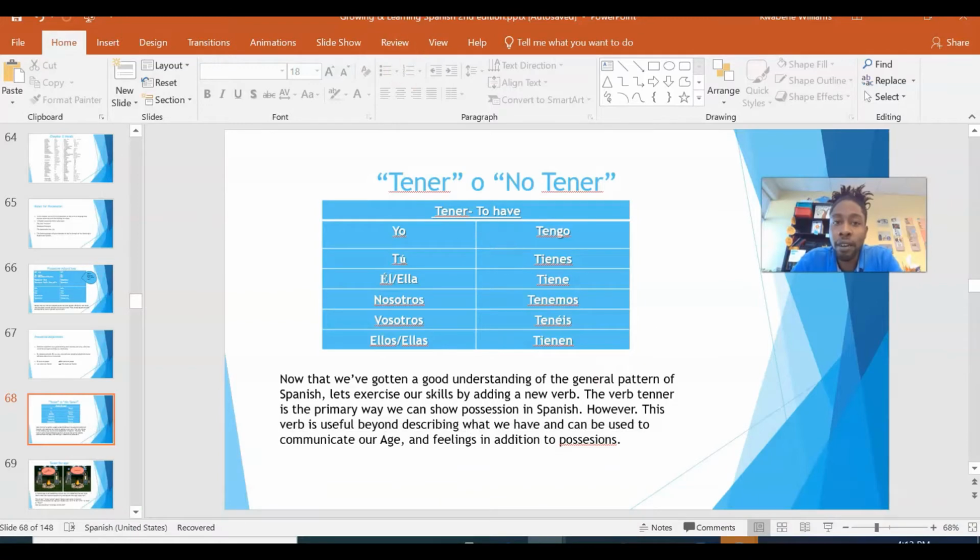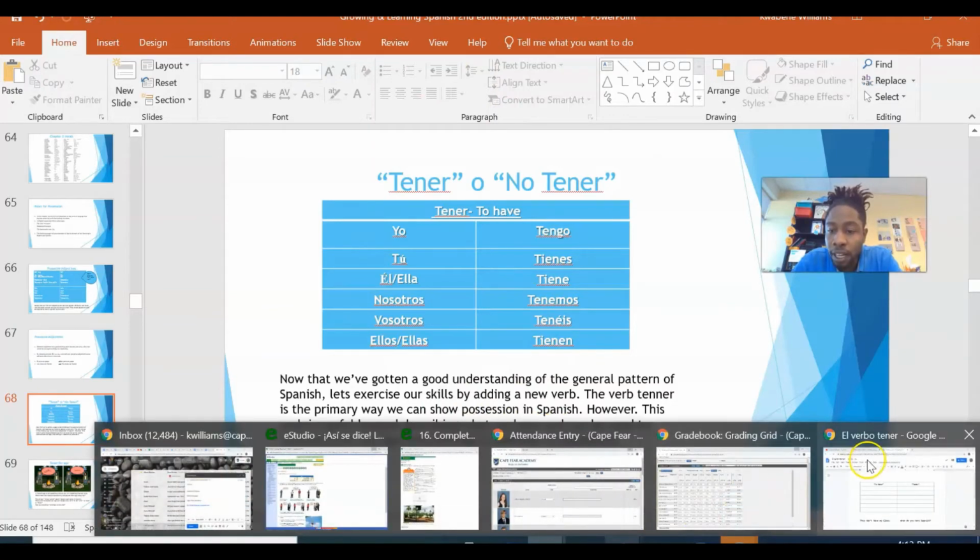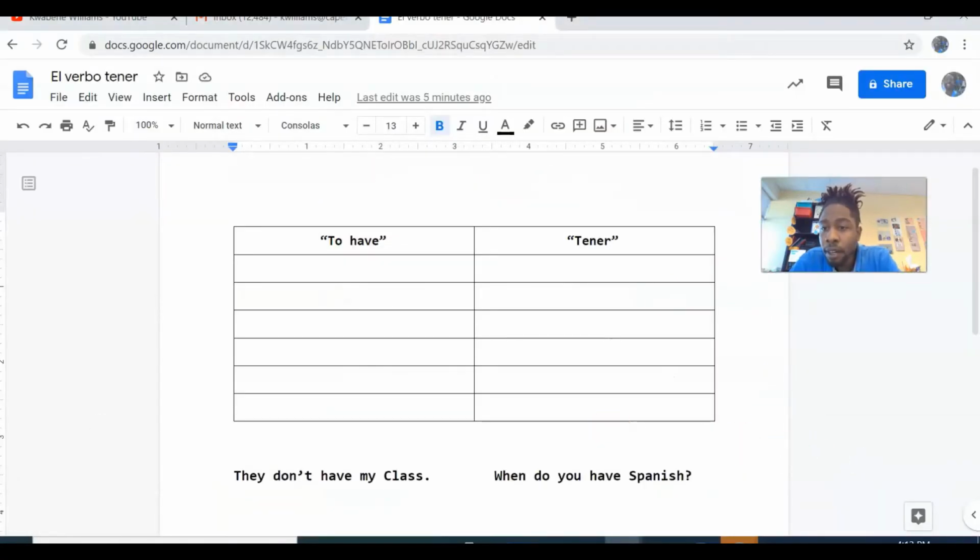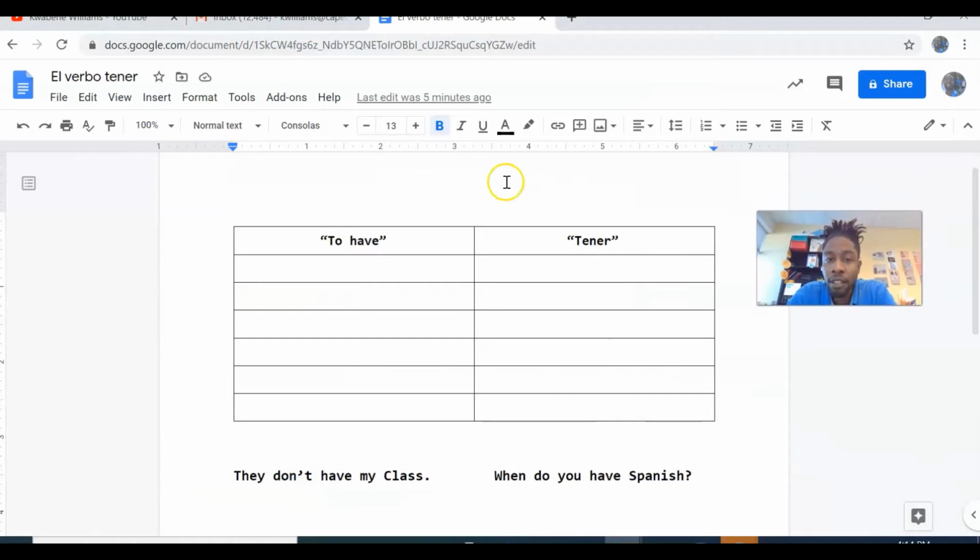So we're going to leave the Growing and Learning Spanish book. This is how this section starts in the book. And we're going to go to a Google document that I've prepared for you all so that we can go ahead and get started. So the verb tener, we're going to explain it exactly like I explained the verb ser, and it means to have.